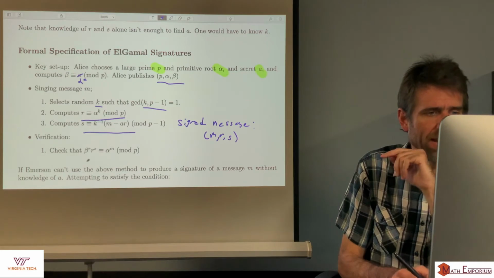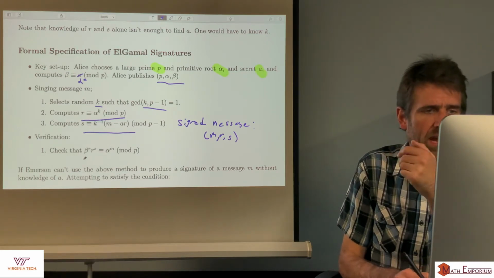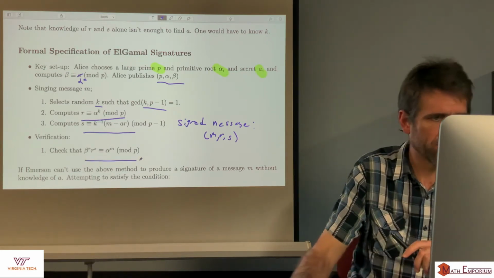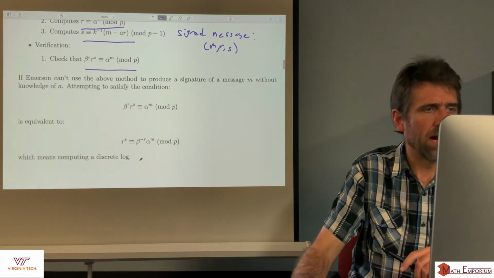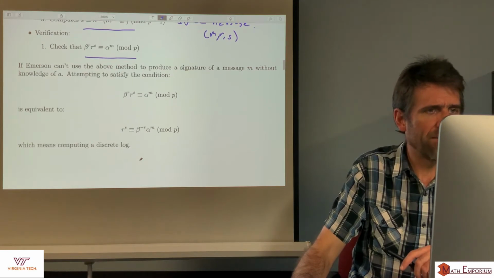Verification is done by checking that beta to the r, times r to the s, is congruent to alpha to the M mod p. Okay. All right. Now, what about forgeries?